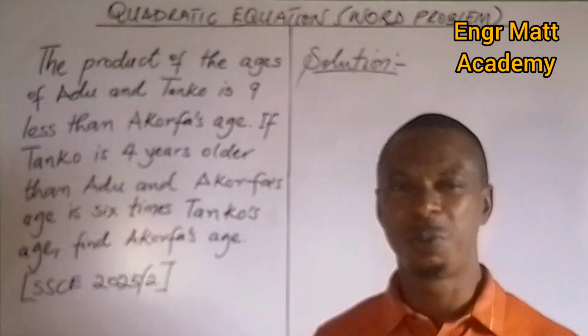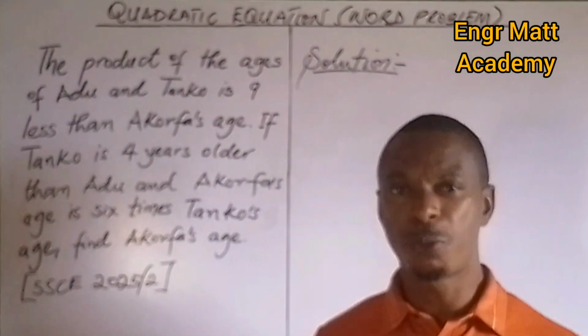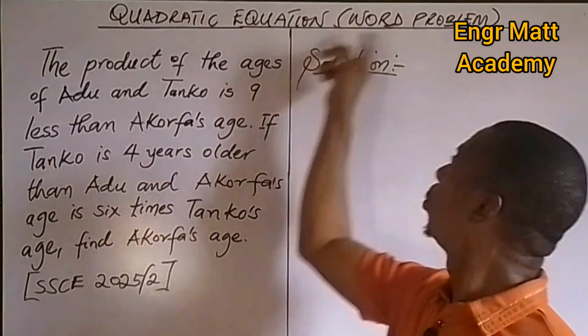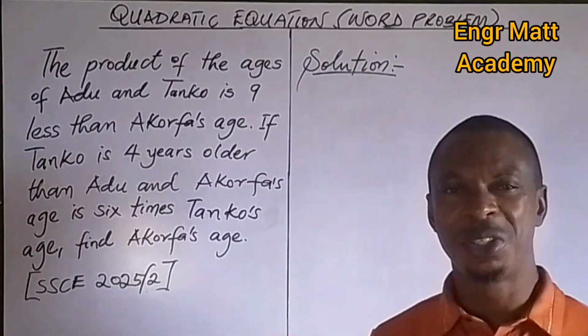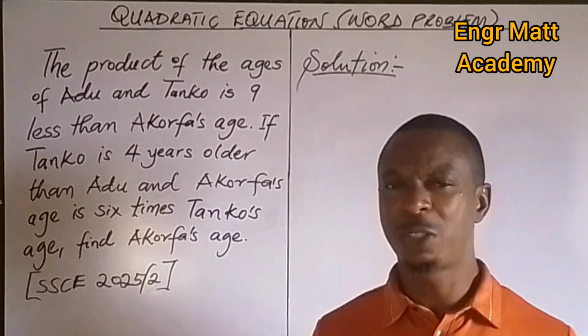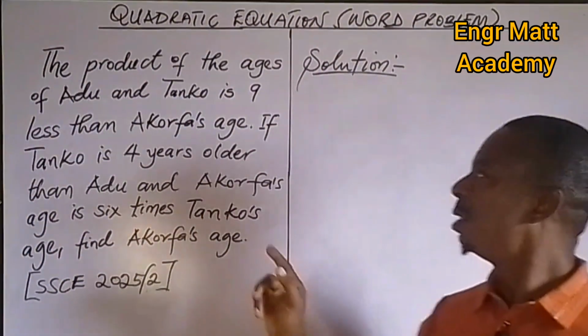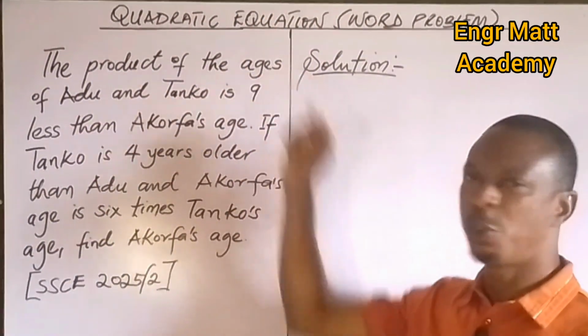In our previous lesson, we discussed how to use completing the square method to solve quadratic equations. Today, we are looking at how to solve word problems that lead to quadratic equations. So without wasting much time, let's go straight to the problem already on the board. This is a typical word problem that leads to quadratic equation.